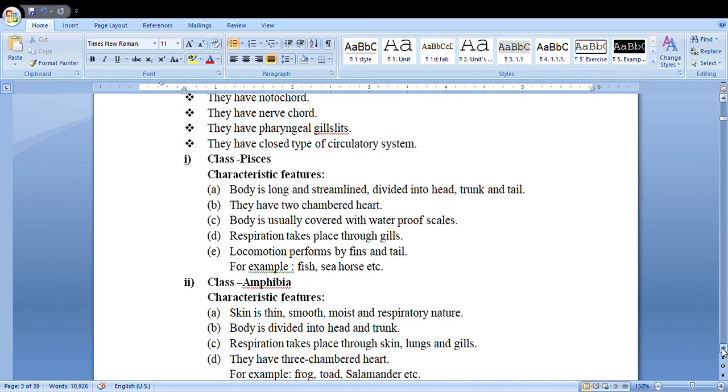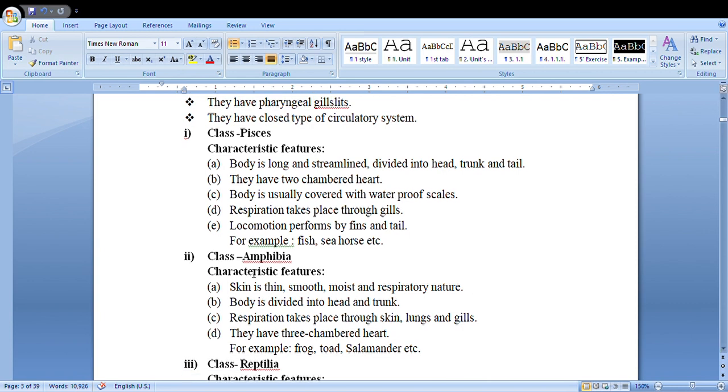Next is class Amphibia. Characteristic features: the skin is thin, smooth, moist, and respiratory in nature. Body is divided into head and trunk. Respiration takes place through skin when they are in water, lungs when they are on land, and gills when they are in tadpole stage. They have three-chamber heart, three rooms in their heart. For example, frog, toad, salamander, etc.